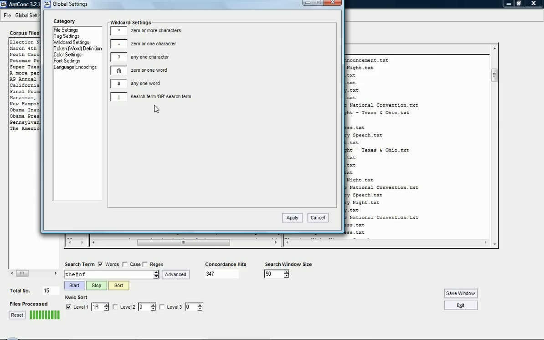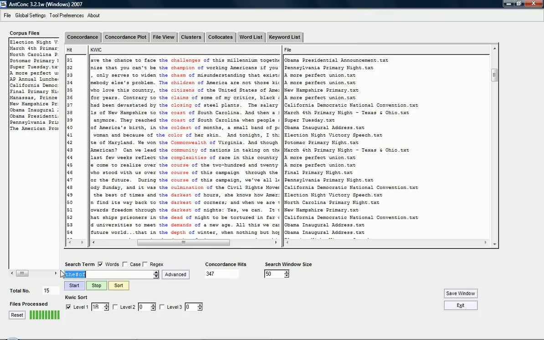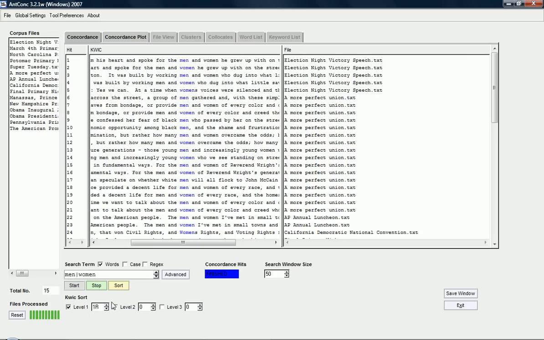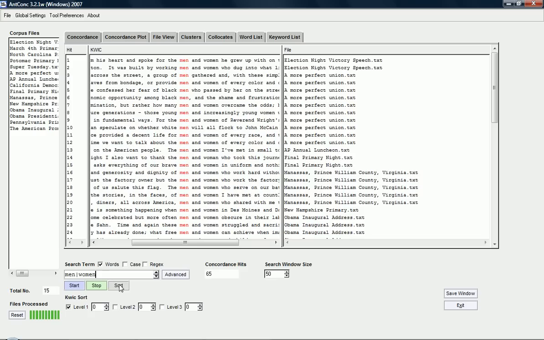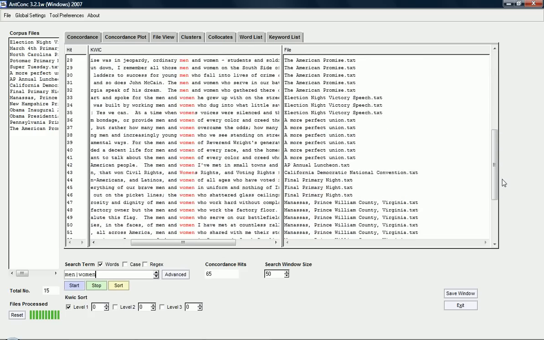The final wildcard setting is this, and that lets you search for one particular search term or another search term. So here I will use, again, men and women. You can see here, again, I will sort this according to the word. It just finds you instances of men, and it finds you instances of women.